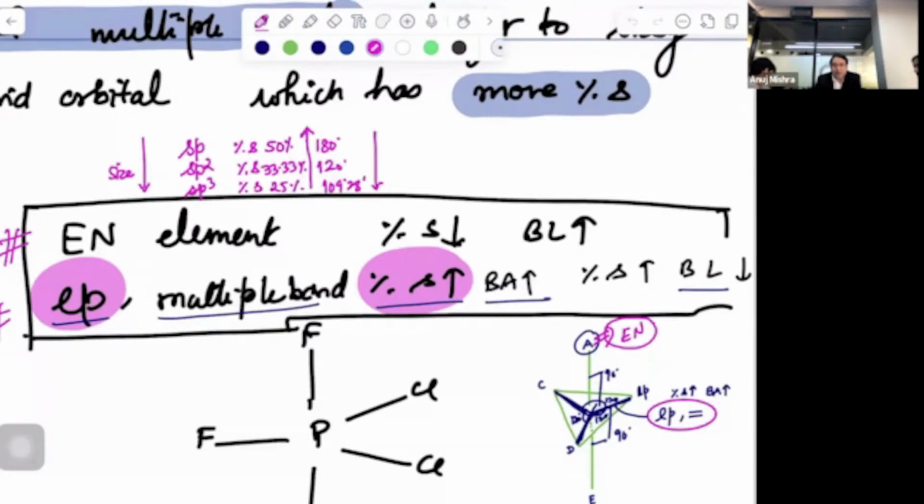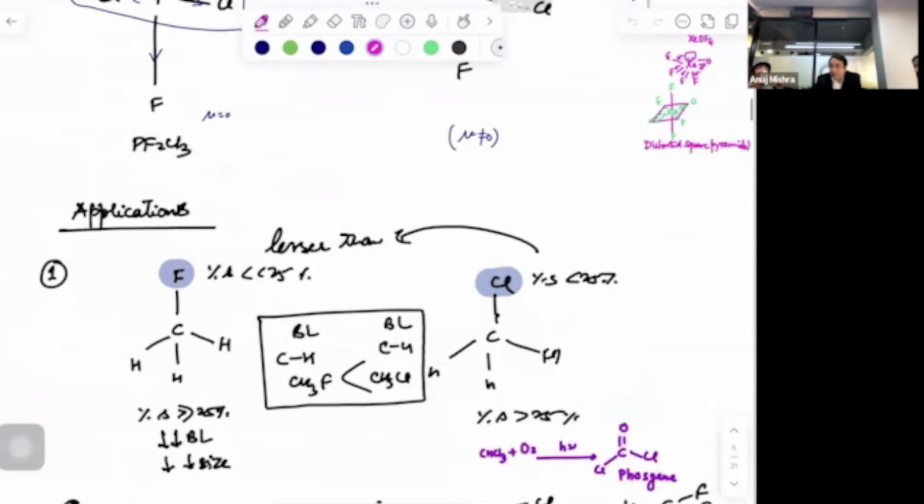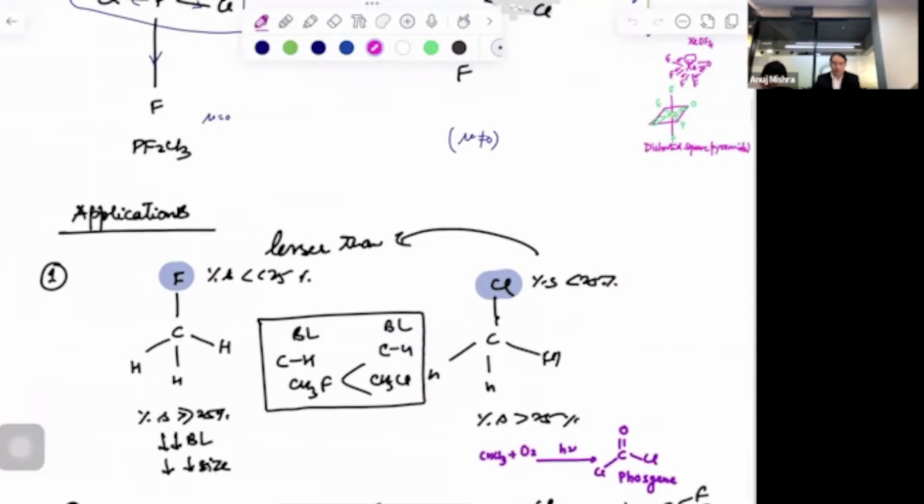Bonds will have higher percentage S and the bond angle is higher. Percentage S is more, so bond length will be lesser, right? Okay. Now, applications we have not started, I guess. Okay, right now, first application.